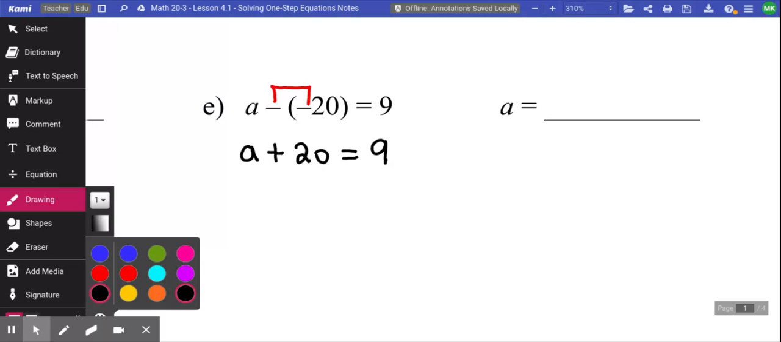Our goal is to move that 20 to the other side. We do so using opposite operations. So to move that 20 to the other side, you're going to subtract 20. The opposite of adding is subtracting. That leaves me with a equals negative 11.